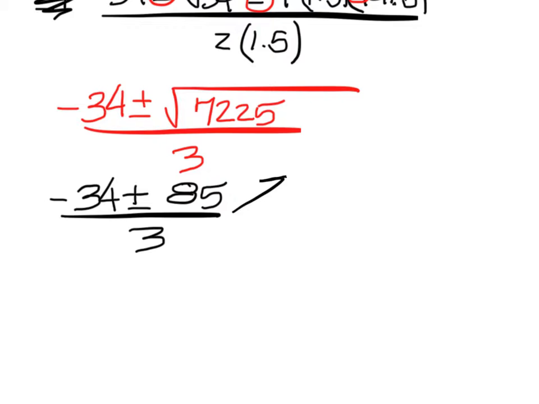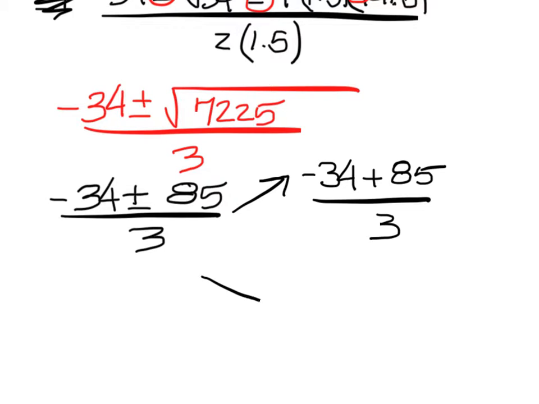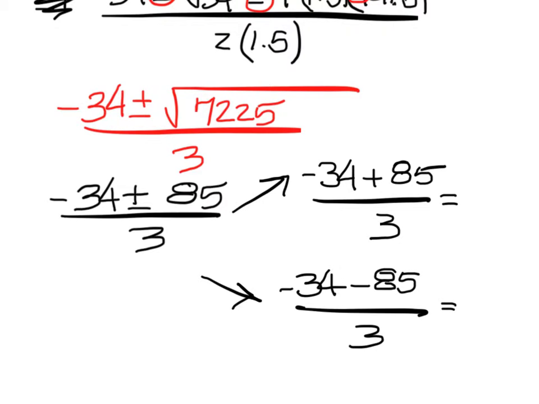Solve it both ways. Negative 34 plus 85 divided by 3, or it's going to be negative 34 minus 85 divided by 3. On the top, negative 34 plus 85 is 51. And then on the bottom, negative 34 minus 85 divided by 3. That's a negative 119 divided by 3, which is negative 39.7 if you round it.